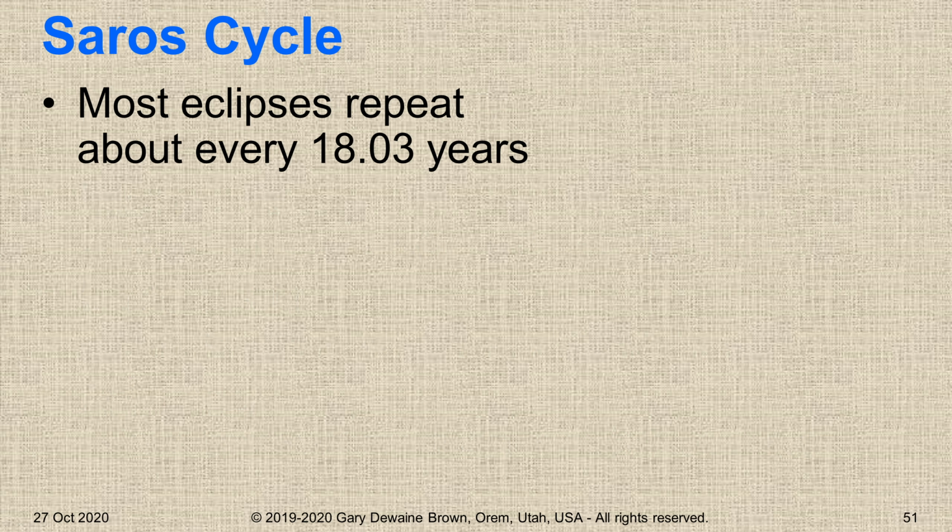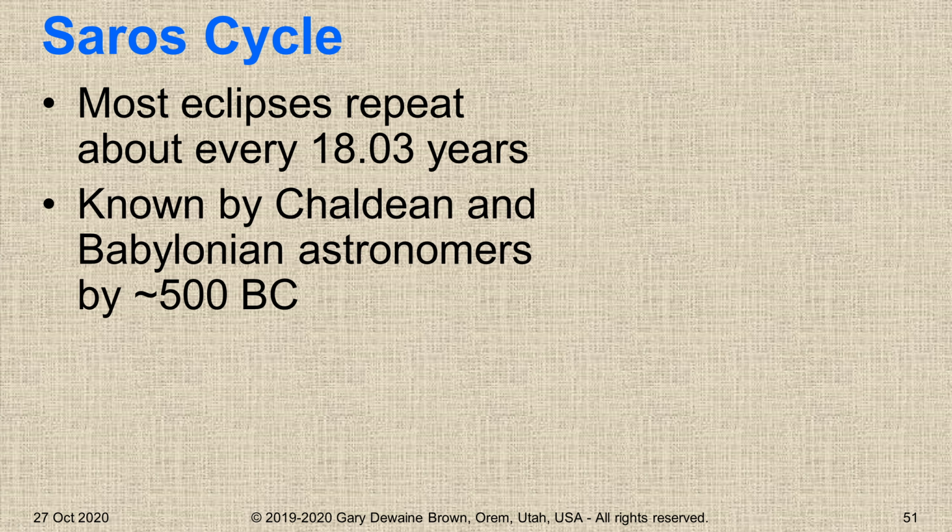A fourth astronomical cycle is the Saros Cycle, during which most eclipses repeat about every 18.03 years. Ancient Chaldean and Babylonian astronomers figured out this cycle around 500 BC. Knowledge of this cycle permitted royal astronomers to predict most lunar and solar eclipses. They could not predict all eclipses because they were not aware there are multiple Saros series in play at the same time, each with their own set of Saros cycles.